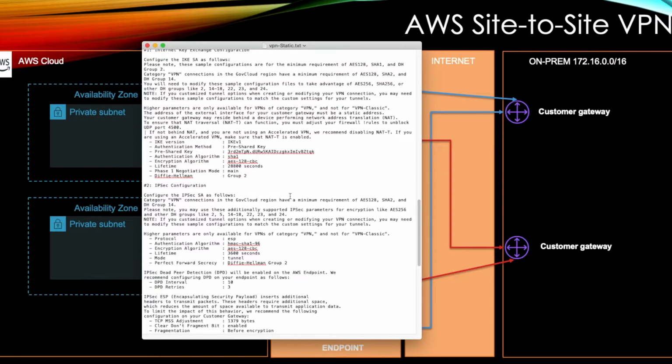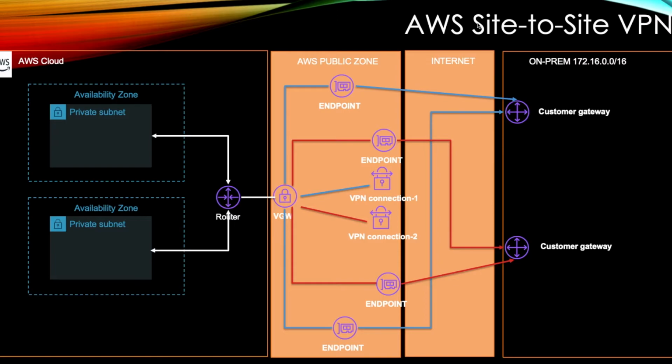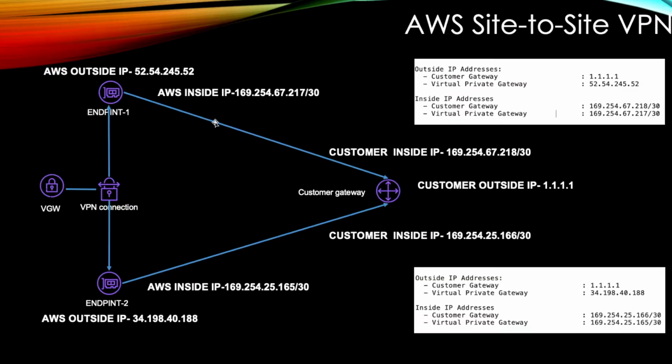Now let's see how these IP addresses are mapped to this diagram. So you see that we have virtual private gateway and you have customer gateway. If we talk about the outside IP address, you get the customer gateway IP address, which is the public IP address of your customer router, which is the same which you provide while creating the customer gateway. Virtual private gateway IP address is the IP address provided by AWS once you create this VPN connection.